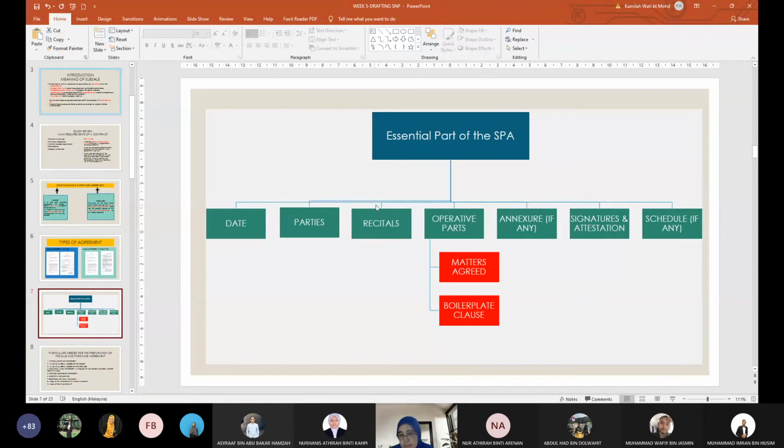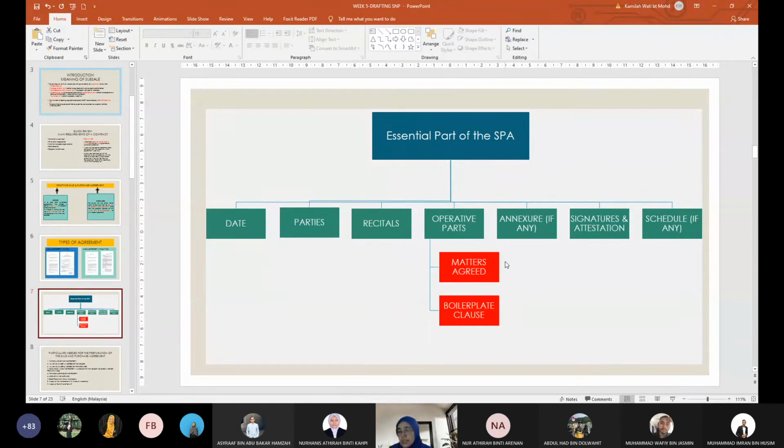So date, parties, recital, dan kita ada tempat yang keempat iaitu operative parts. Operative parts ni ialah content of the SPA yang mana dia ada matters agreed dan boilerplate clause. Ada dua komponen penting dalam ni, matters agreed dan boilerplate clause. Nanti kita akan tengok satu-satu.